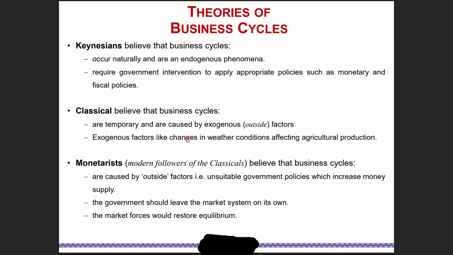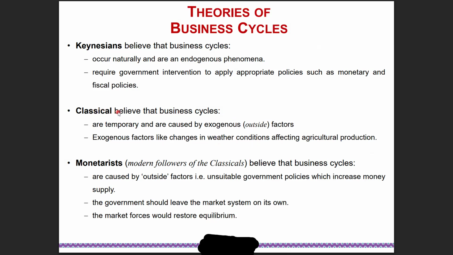Or basically to stabilize the economy. And then we also have the classical. The classical believe that business cycles are caused by exogenous factors, which are factors outside the market system, right? For example, bad weather conditions, and pandemics such as COVID-19.